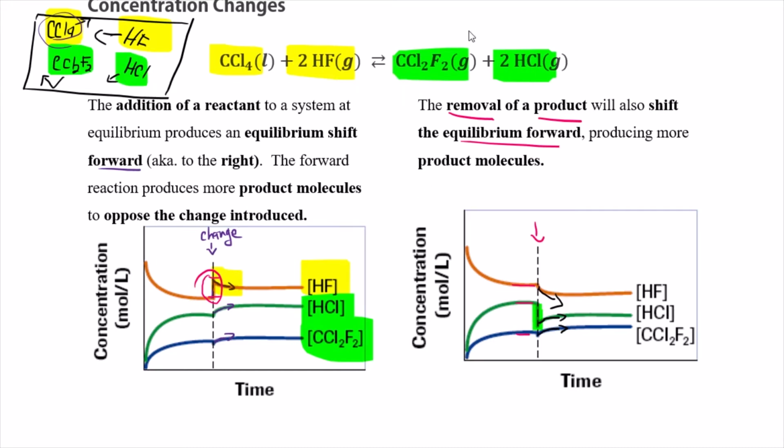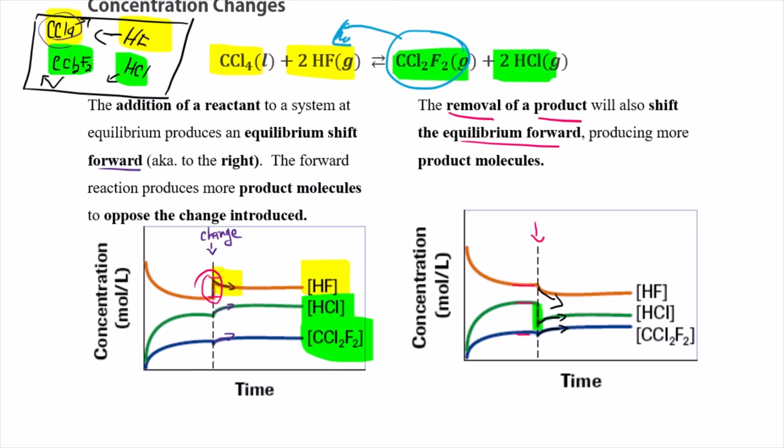Now, what if I were to add a product? What if I added a whole mess of this product here? Can you think about the shift that that would cause? Well, that would cause more collisions between product molecules. That would cause a shift towards the reactants.